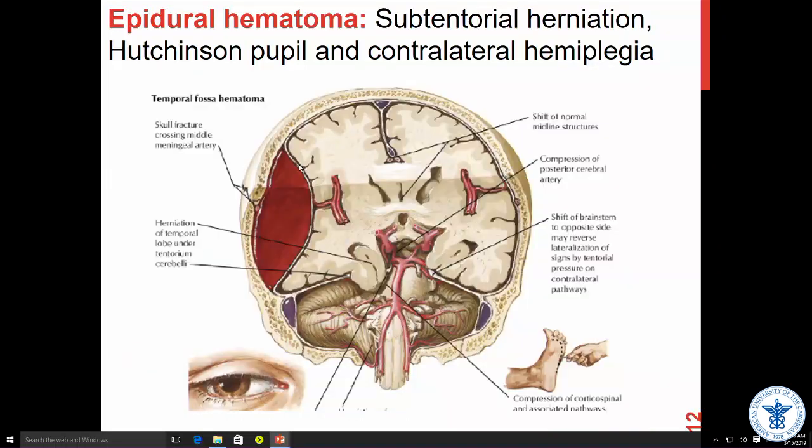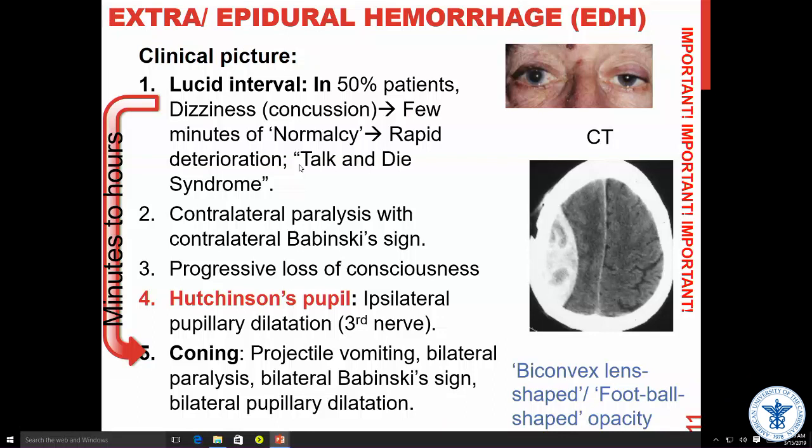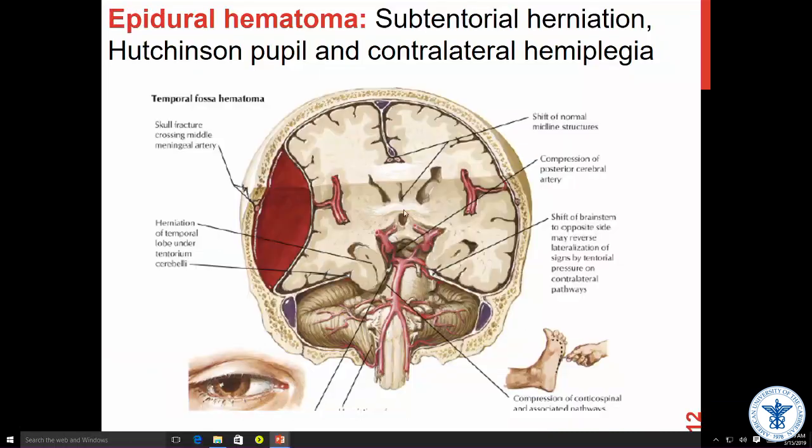See here. Yes, please. Can you explain why they have a Babinski sign? Yeah, I'll explain why. The question is, how do they explain the Babinski sign? I'll explain to you right now, here, okay?